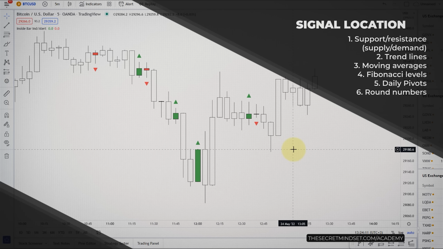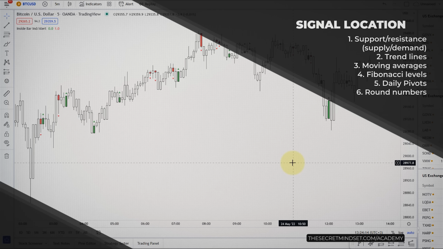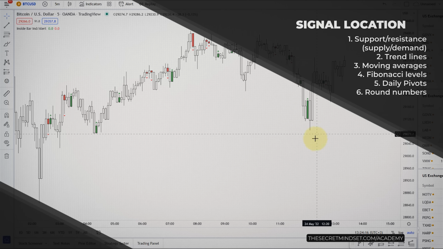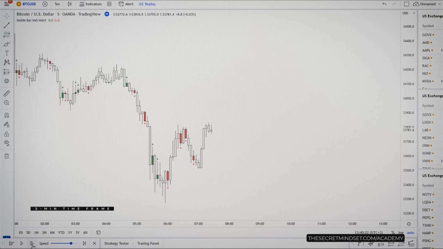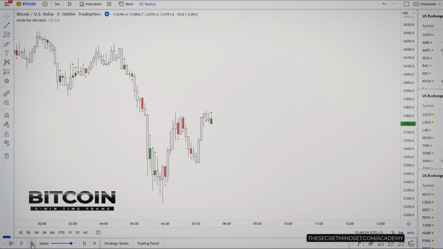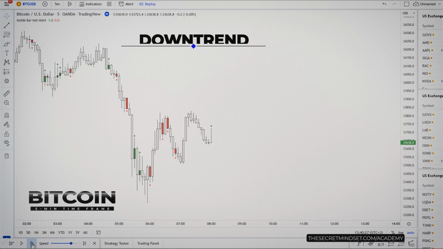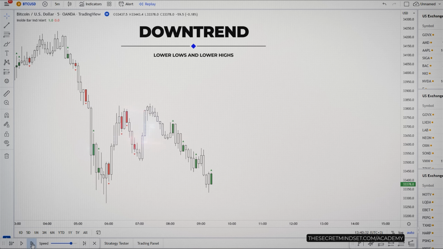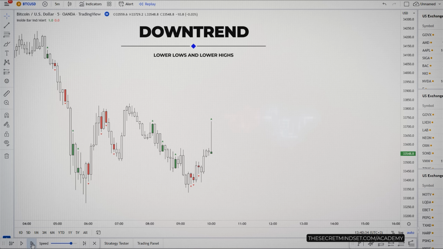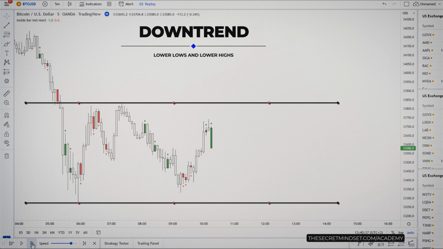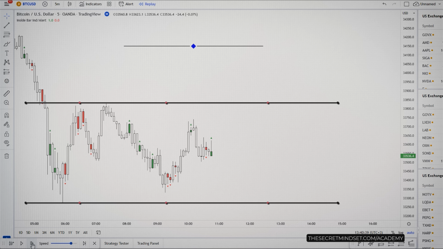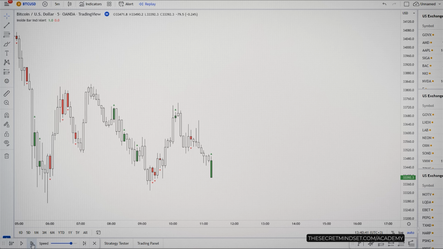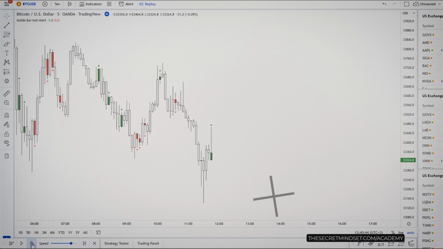My preferred locations to trade are near levels of support and resistance, trend lines, moving averages, Fibonacci levels, daily pivots, and round numbers. We trade Bitcoin on the 5 minutes time frame. We see a clear downtrend, with price making lower lows and lower highs. And now we are in a range. In this case, I would prefer short trades in the direction of the dominant trend.